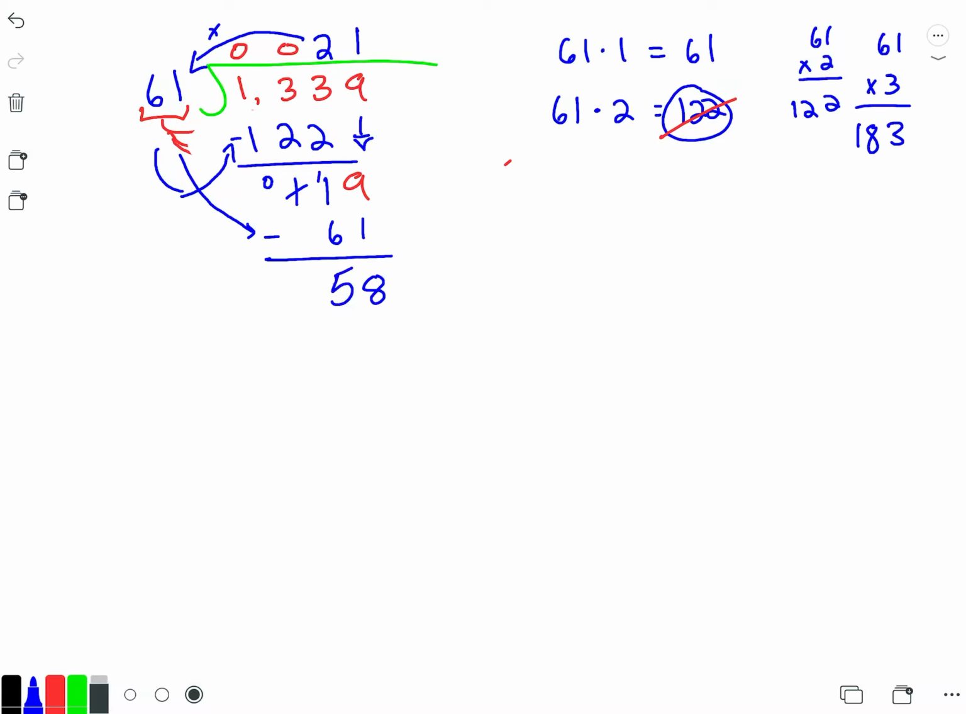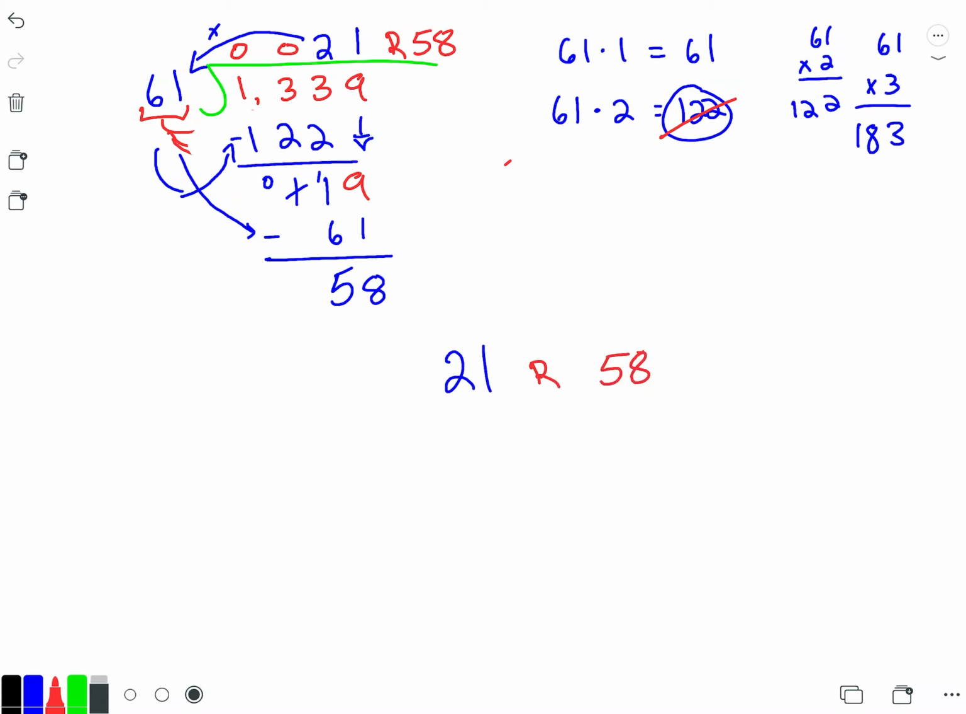Can I fit a 61 inside a 58? No. Is there any numbers to drop down here? No. There's no decimals to deal with, so that's my answer. 21, remainder 58. And I'll have 58 left over. 21 with a remainder of 58.